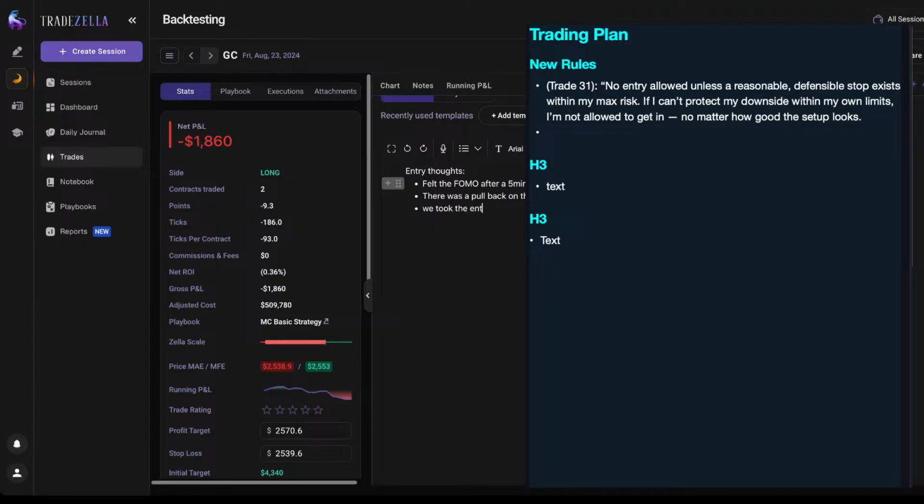We took the entry, and we liked everything about the trade setup except the stop loss position. 15-minute chart.